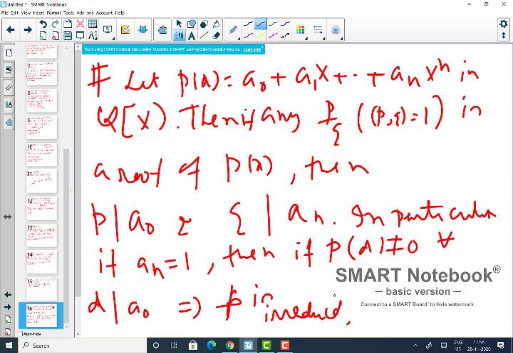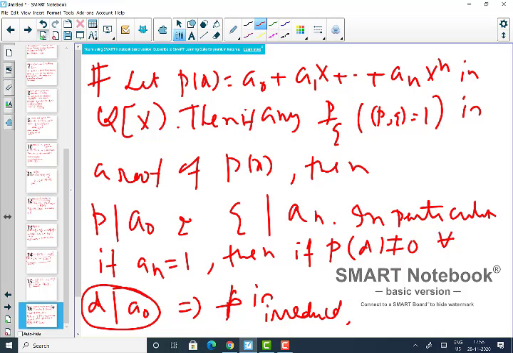Because if it has a root, it has to be an integer, because q has to be plus minus 1, there is no problem, and that root must divide a0. So if it is not 0, what does that mean? That means for all the divisors of a0, you have to check only that part. There is nothing else you need to check. So you check whether p of the divisor of a0 is 0 or not. If it is not equal to 0, then this is an irreducible polynomial.